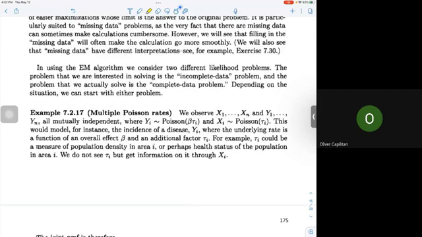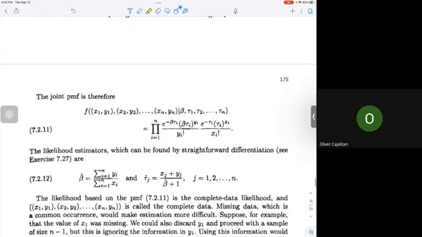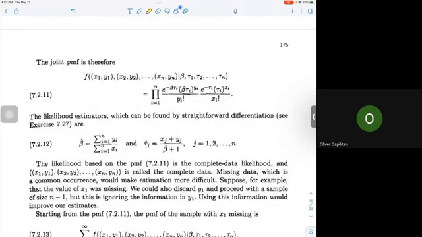So this would model, for instance, ito yung application niya, the incidence of a disease, y sub i, where the underlying rate is a function of an overall effect, beta, and an additional factor, tau sub i. So for example, tau sub i could be a measure of population density in area i, or perhaps health status of the population in area i. We do not see tau sub i, but we get that information through x sub i. So ito yung paraan for the EM algorithm.